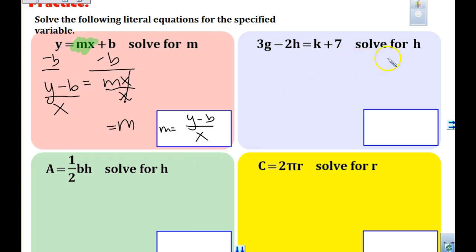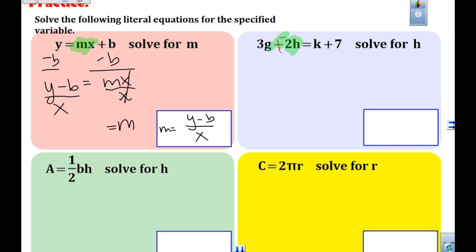This next one over here. Jaden, you ready to start us off? You want to get the h by itself. So one thing I might want to do is I have this minus 2h. I might even want to rewrite that as plus a negative. I want to get that all by itself on that side of the equal sign. What are you going to do? Minus 7. Wait, what's on this side of the equal sign with the negative 2h?